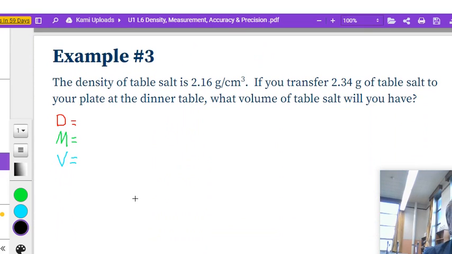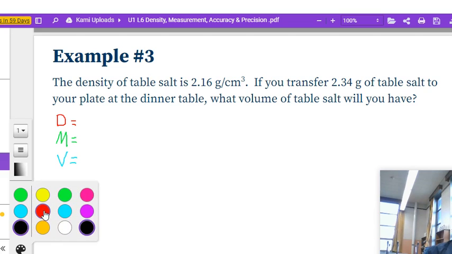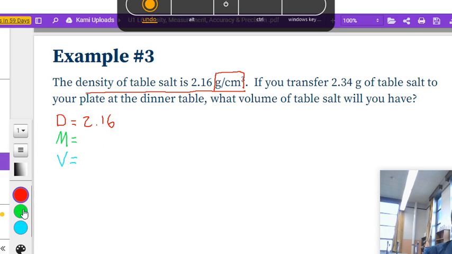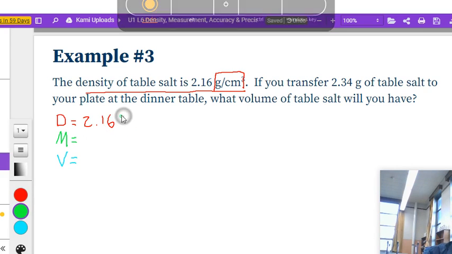This next one is a little bit different. In this problem, you're told that the density of table salt is 2.16 grams per cubic centimeter. And so because it's grams per cubic centimeter, that tells me it's a density. So I'm going to put that over here, 2.16 grams per cubic centimeter.